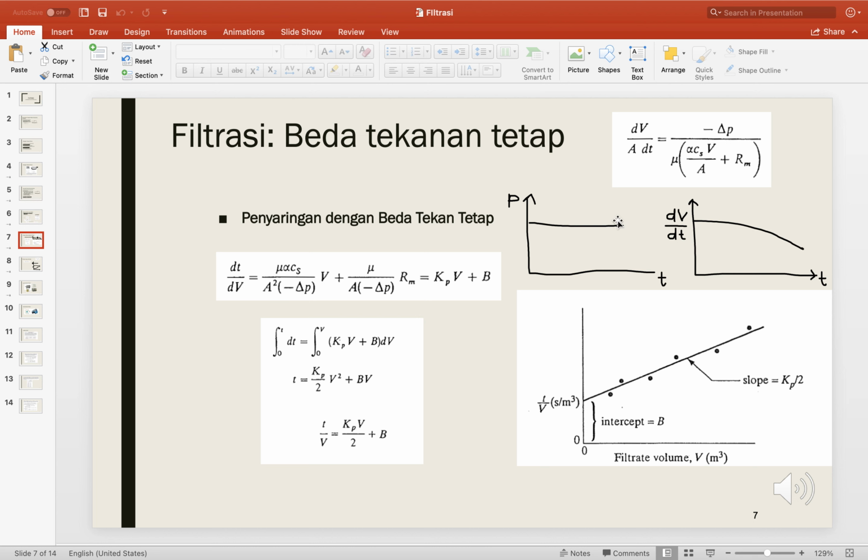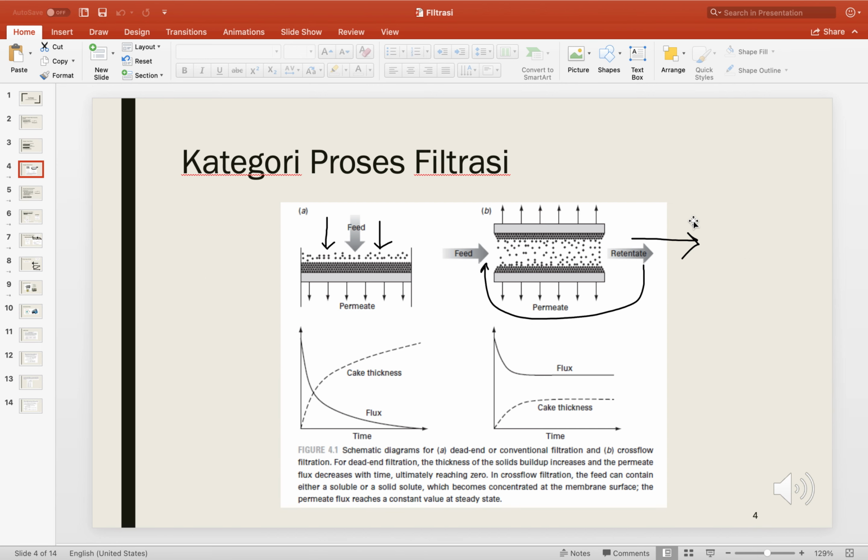Why? Because you remember, when we have filtration, we separate solid from the filtrate. Over time the solid will be retained on top of the filter. When this happens, when you have a lot of solids on top of the filter, the solid itself will produce mass transfer resistance. It will retain the flow of the permeate through the filter.